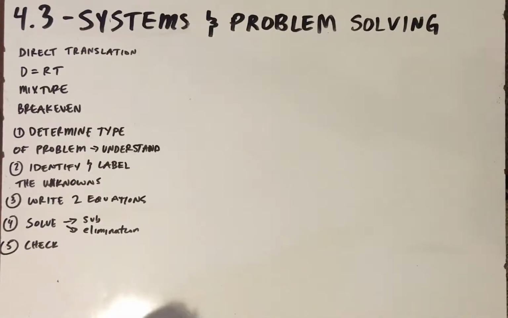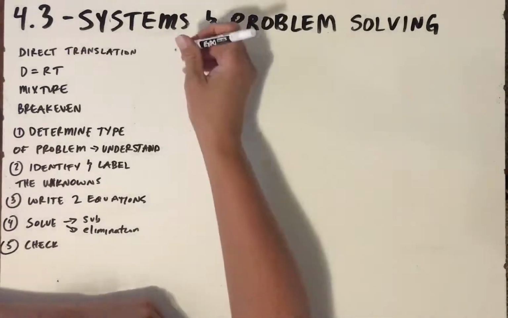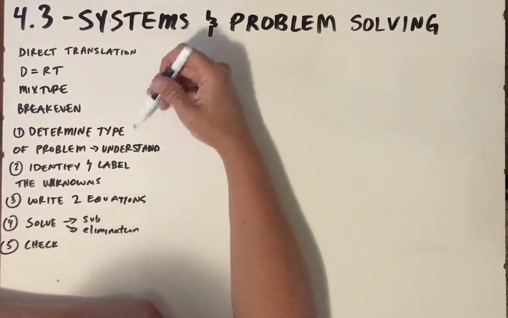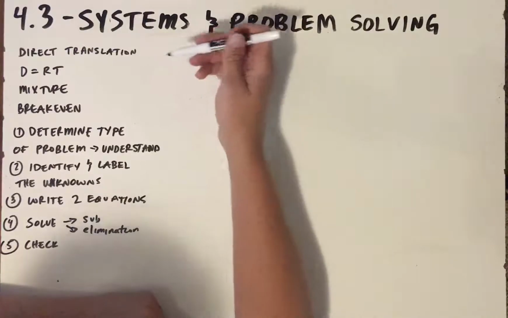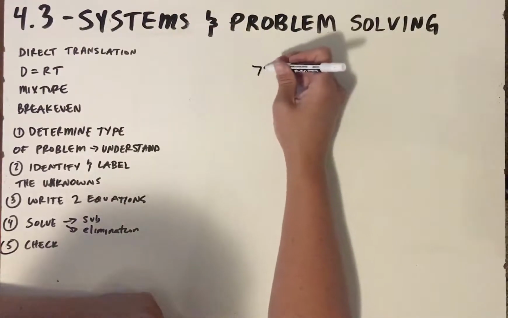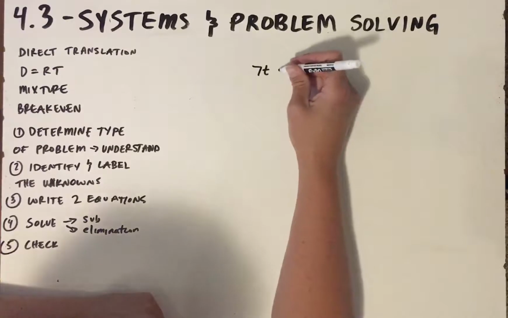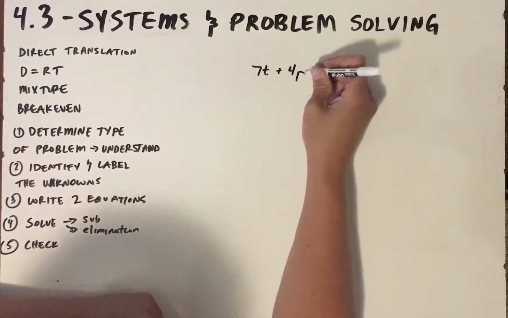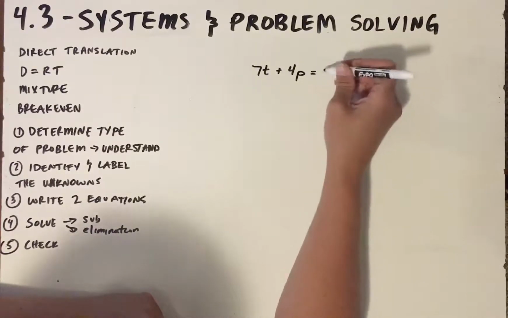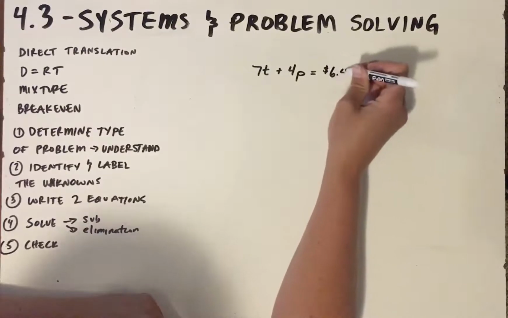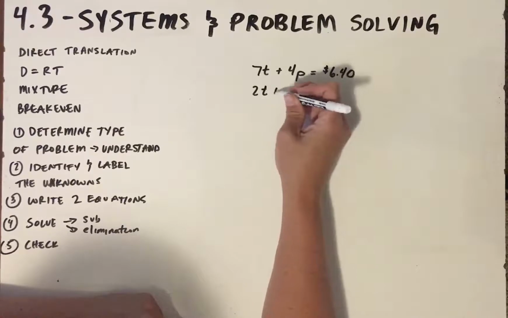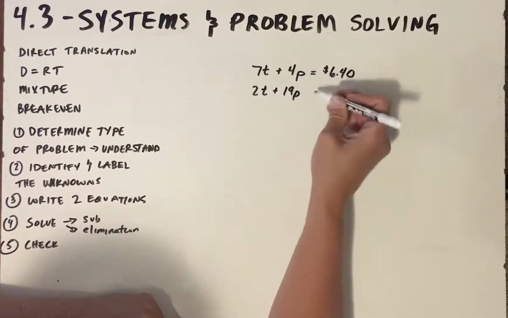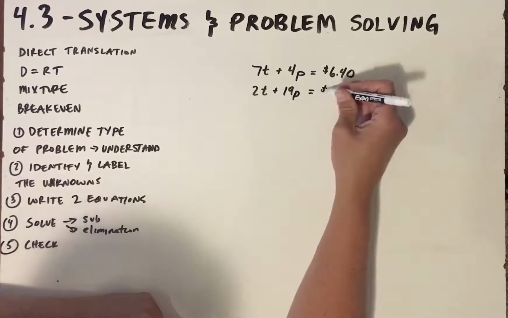Okay, so let's again say, okay, determine the type of problem. Well, this seems like I could just directly translate it, because it says it sells 7 tablets and 4 pens for $6.40. It also says that it sells 2 tablets plus 19 pens for $5.40.